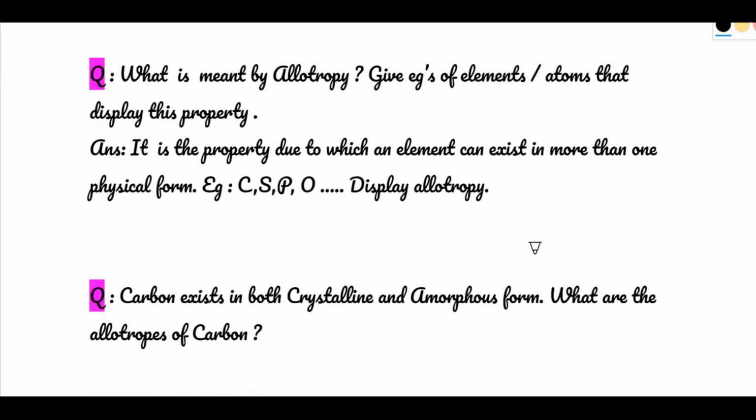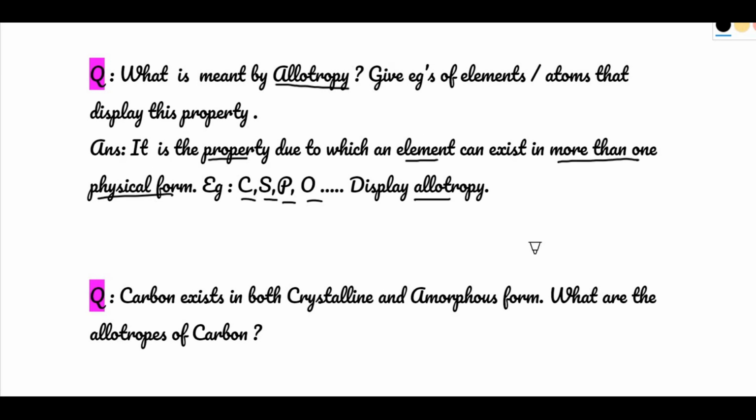Coming to allotropy. So what is meant by allotropy? Why has this topic come? Because carbon displays allotropy. Allotropy is a property due to which an element can exist in more than one physical form. Examples: carbon, sulfur, phosphorus, oxygen, all of them display allotropy. You know that allotropes of carbon are diamond, graphite, and carbon-60, Buckminster fullerenes. Diamond means one carbon attached to 4 carbon atoms. In that way, a drop down kind of structure comes.